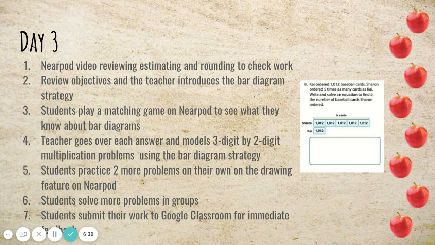For example, Kai ordered 1,012 baseball cards. Sharon ordered 5 times as many cards as Kai. Write and solve an equation to find B, the number of baseball cards that Sharon ordered. They will see the bar graph and they'll be able to solve it on their own.